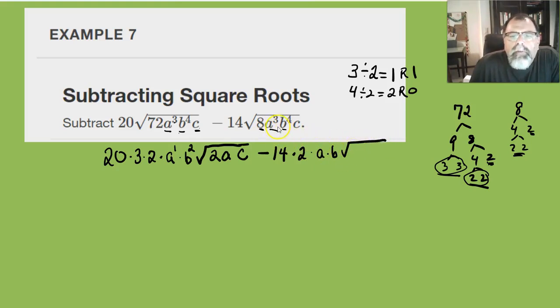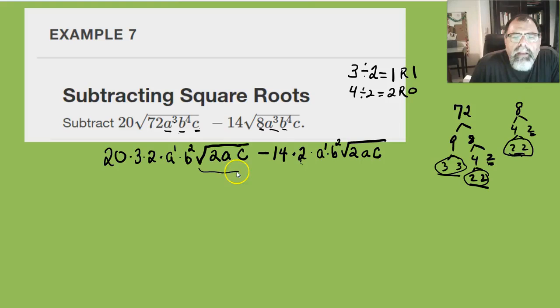Okay, so again, for 8, we have a pair of 2's, so 2 2's inside make 1 2 outside. Then you've got the 2 that's left over. A cubed, it's just like we did here. 3 divided by 2 is 1 remainder 1, so 1 a with 1 a left inside. And then 4 divided by 2 is 2 with 0 left inside. And then the c is just to the first power, so it's left inside.